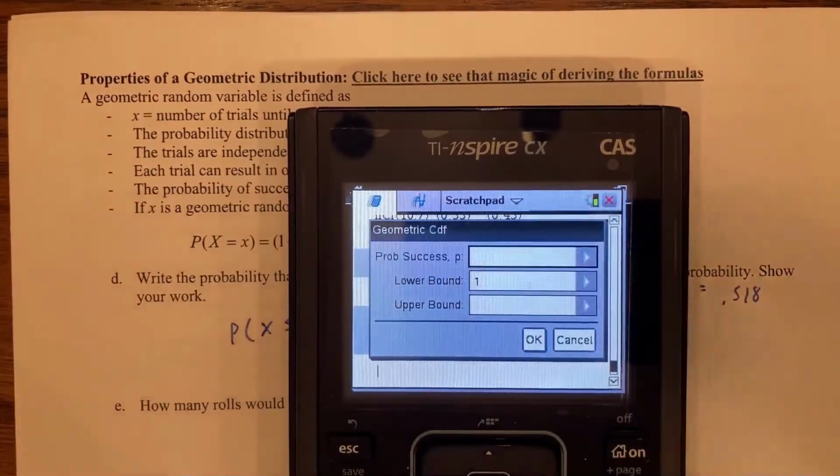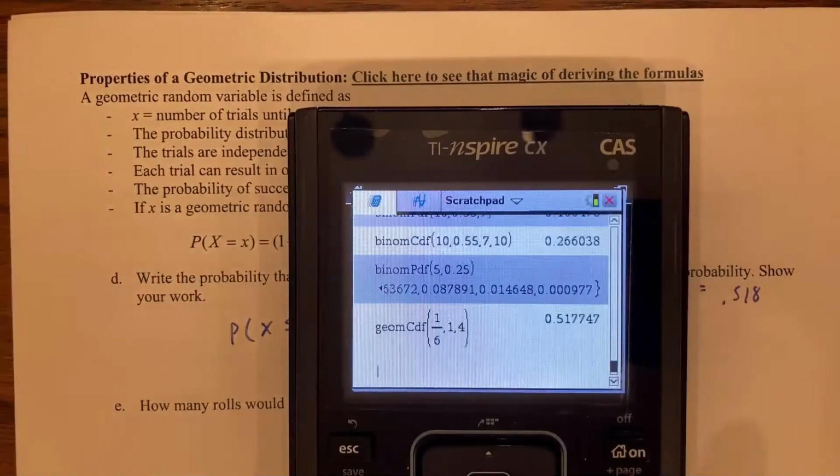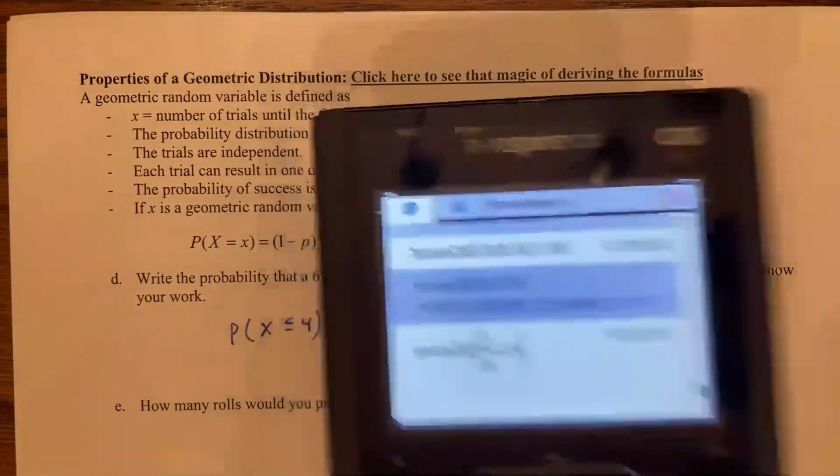It'll ask us for the probability of success. You can just type it in as 1/6. Lower bound is 1, and the upper bound is 4, just like that. And you can go ahead and press enter, and that's rolling on the 1st time, rolling on the 2nd time, rolling on the 3rd time, rolling on the 4th time. So it should accumulate all of those probabilities, and you get the answer that we got right there. So it's geometric CDF.